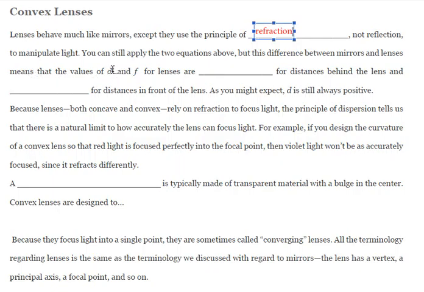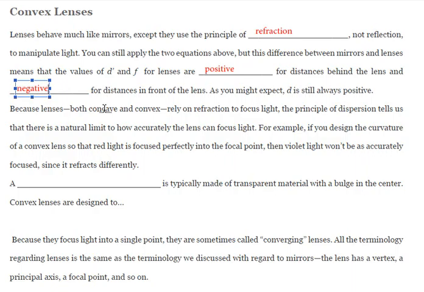So values of d prime, image distance, and f, focal length, are going to be positive for distances behind the lens, so on the other side of the object, and they will be negative for distances in front of the lens. So just like it was with mirrors, the object distance, sorry, is always still going to be positive. That's always where we're starting, so we always say that's in front of the lens.